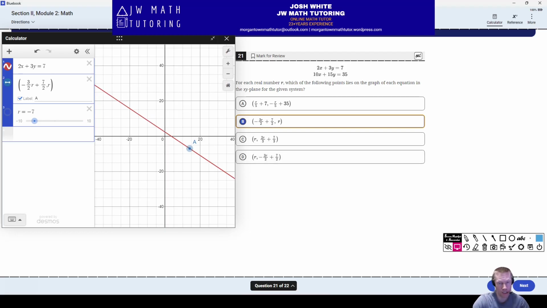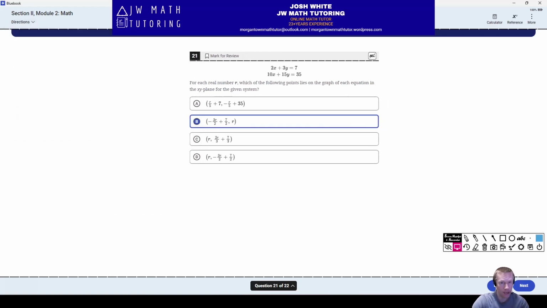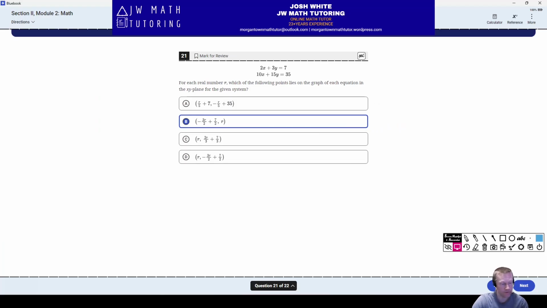You could check C, you could check D, and maybe for one value of R they're on the line, but you can see as you move the slider back and forth, they are not on the line. So I'm not going to show any other methods because I think this is the fastest, quickest, easiest way to do it. You can technically plug an R in for Y and then rearrange and solve to see what you get for X, or you could plug an R in for X and rearrange and solve for Y. But I think it's just so much faster and easier to go straight to Desmos to solve this one.